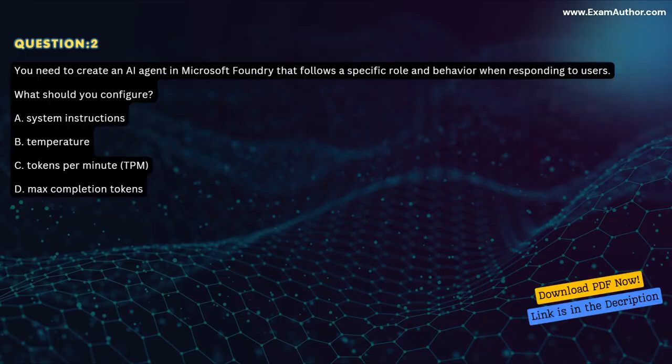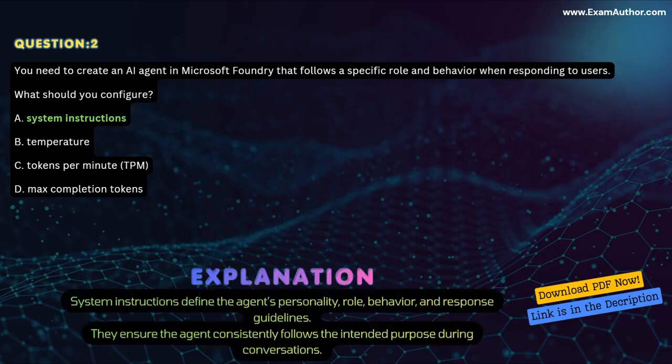Question 2. You need to create an AI agent in Microsoft Foundry that follows a specific role and behavior when responding to users. What should you configure? A. System instructions. B. Temperature. C. Tokens per minute TPM. D. Max completion tokens. Answer A. System instructions. Explanation. System instructions define the agent's personality, role, behavior, and response guidelines. They ensure the agent consistently follows the intended purpose during conversations.